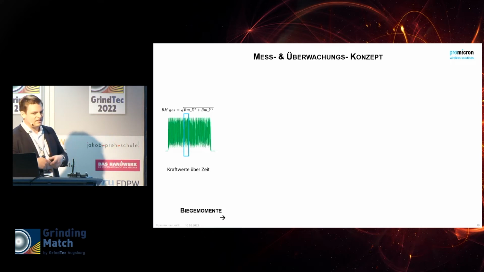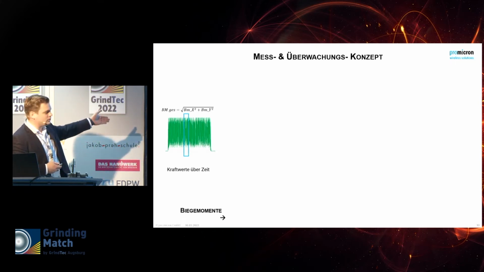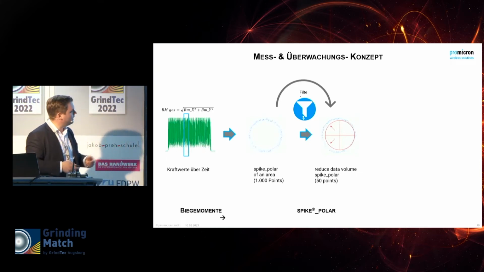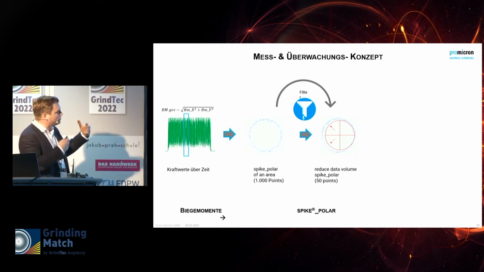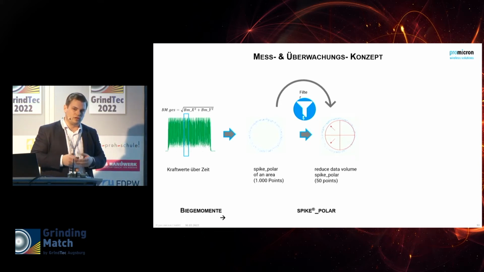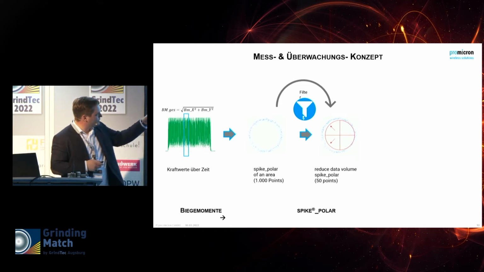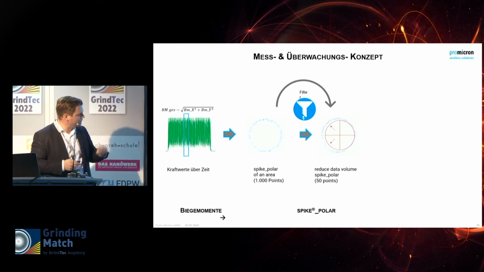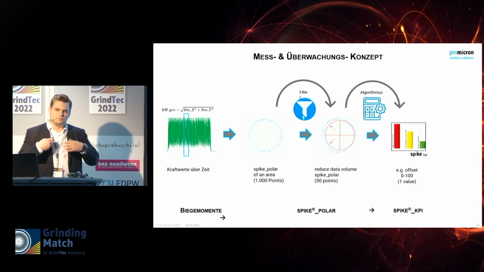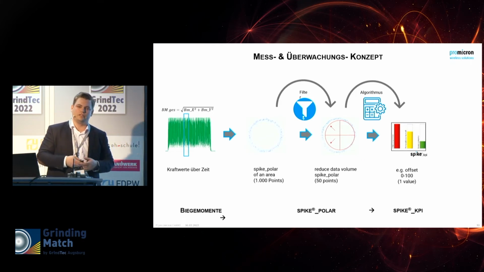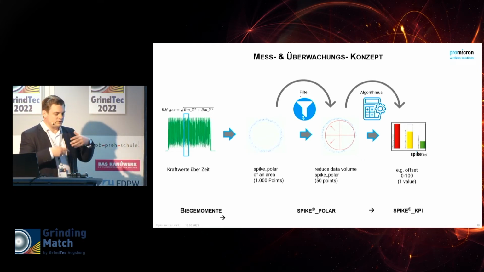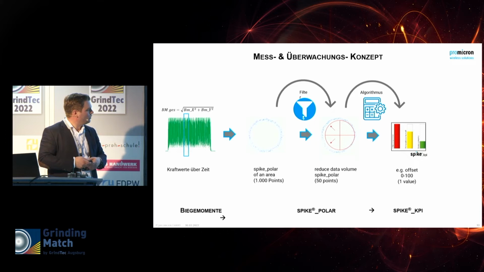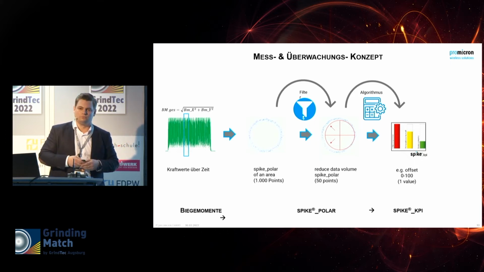So we have our measuring and monitoring concepts of the KPIs. We have the force values over time. We have our spike polar in the radial view. And the dots, the number of the measuring data can be reduced, and nevertheless we still see the effect of a focus shift. And with these reduced data, smart algorithms can be used, key process indicators, for example, so that a certain value between 0 and 100 can be made available, and with this value a machine reaction could happen.